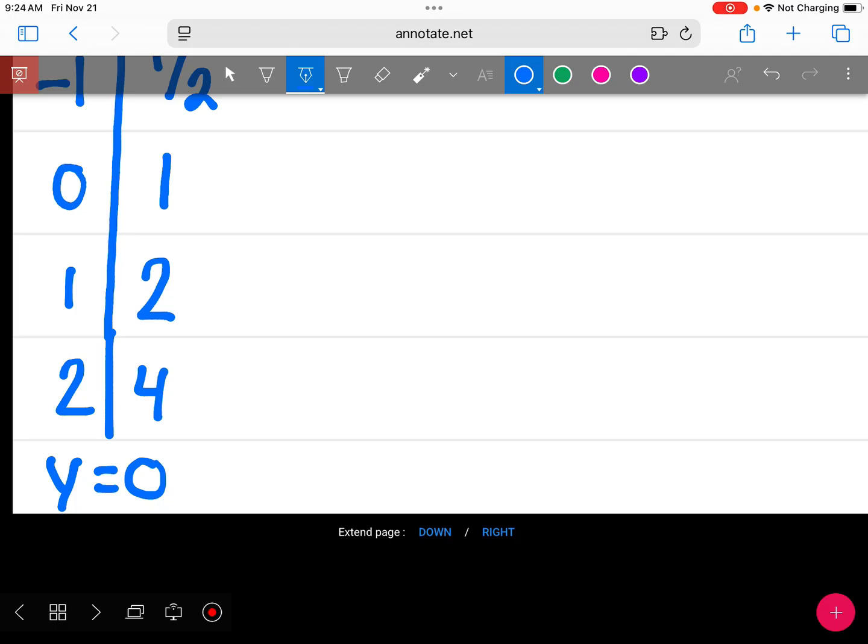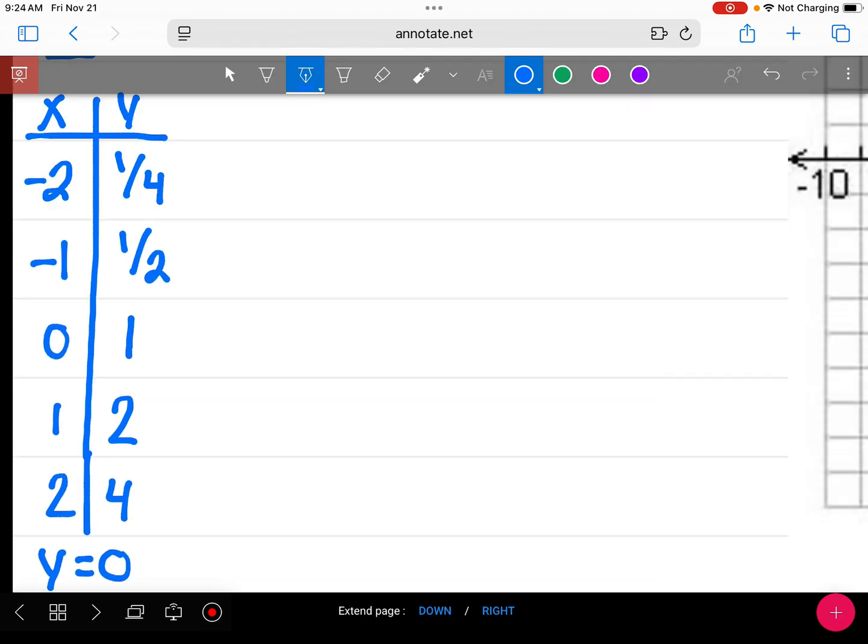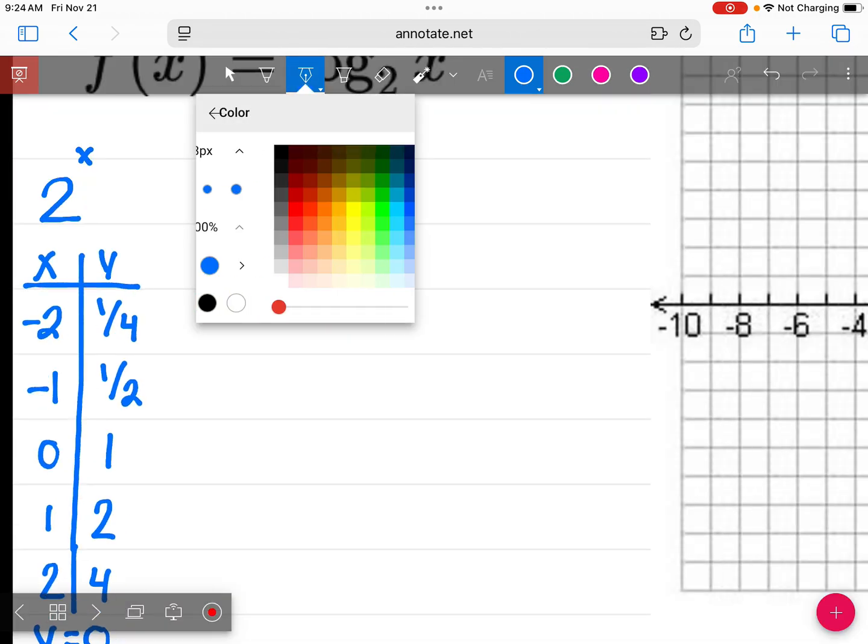It starts as 2 to the x, and then to get the table for our log, we want to take the inverse. So everything that was an x becomes a y. Everything that was a y becomes an x. So we're going to straight up flip the 2 columns. Anything that was an x becomes a y. Anything that was a y becomes an x.